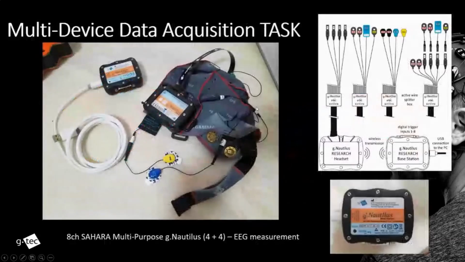The second device we'll be using today is the g.Nautilus multi-purpose version. The device I chose is the Sahara, a dry-based metallic electrode, which is active. The reason is I'm alone at home, so it's much easier for me to wear a dry cap. I don't need to gel myself, I just need to connect the reference and ground electrode using the mastoid behind my ear. This wireless device provides 8 to 64 channels of EEG.